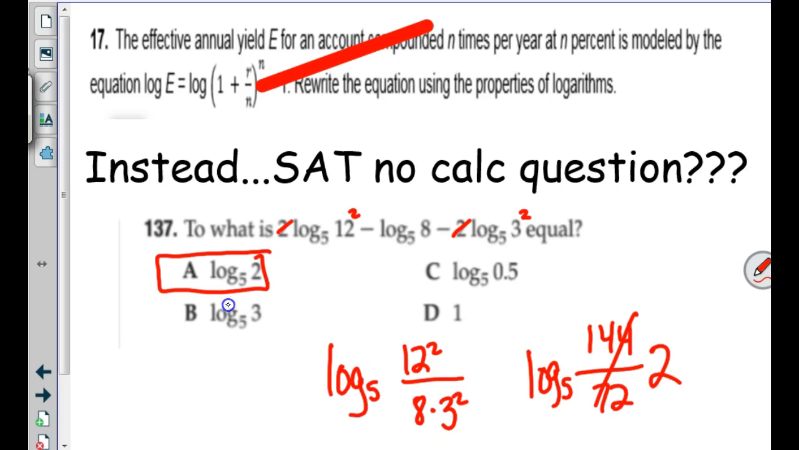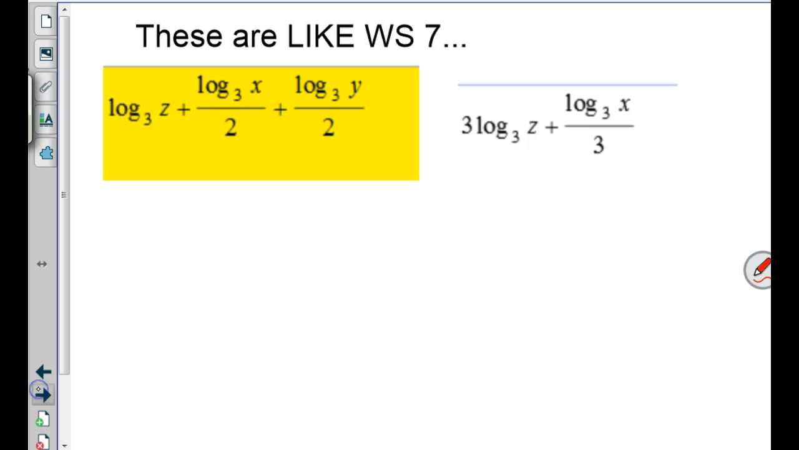All right, so that would be a good no calculator part because you had to know the properties of logs, okay? And they might have used smaller numbers, I don't know.